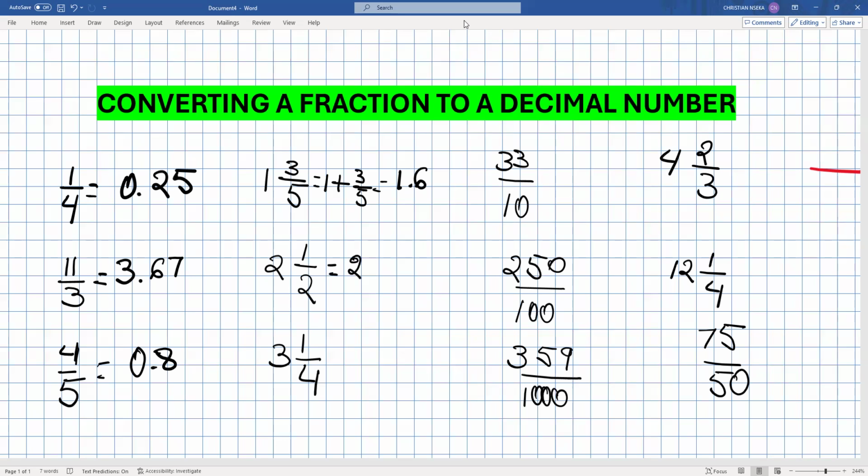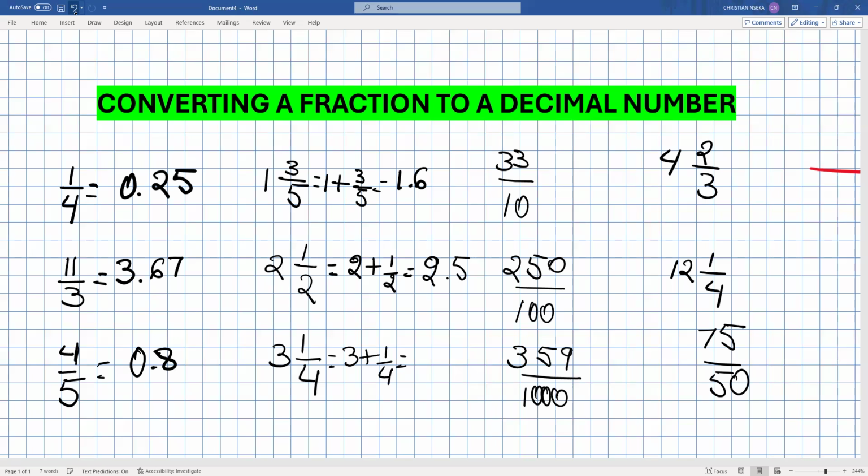So I'm going to get 2 plus 1/2. This is going to give us 2.5. So if you convert this to an improper fraction, you're going to have 2 times 2, 4 plus 1, 5. You're going to have 5 divided by 2. The answer is 2.5.